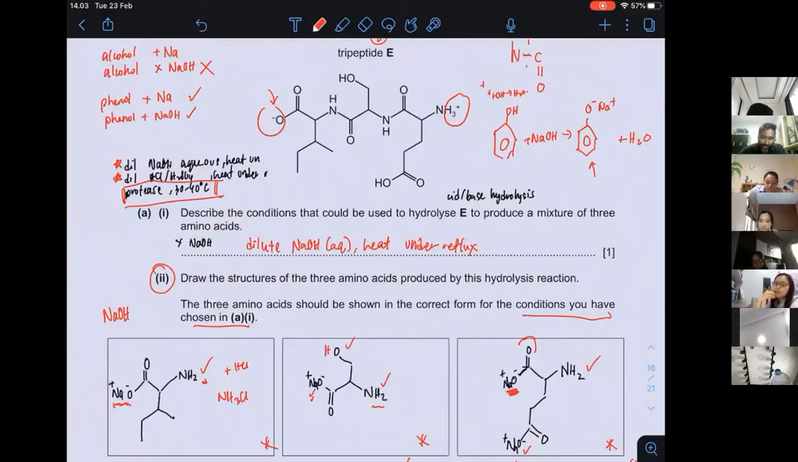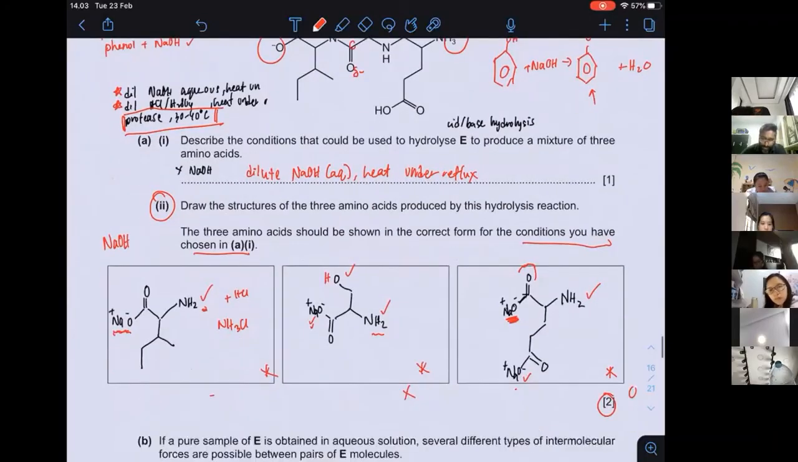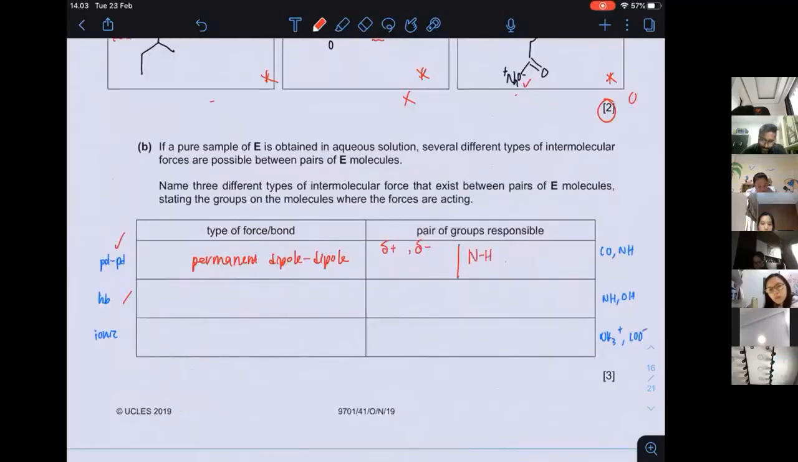So this is partially negative, and partially positive will be, for example, the hydrogen. So between NH and O, there will be a possible interaction. Do remember, it's not the same molecule. It must be a different molecule. So we are talking about the pair between NH and CO. If you want to give an example, NH and CO, they might have permanent dipole-dipole.